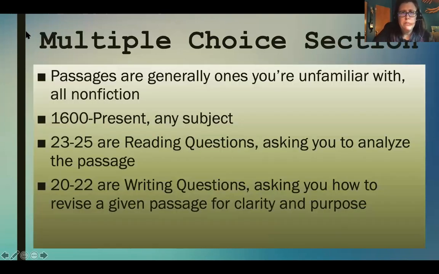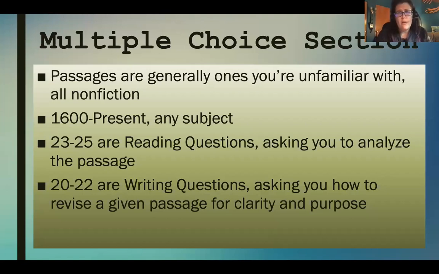To go into a little more detail on the multiple choice section, the passages you're going to get are generally ones you're unfamiliar with. They're not things you should already know. There are no particular pieces of writing I'm supposed to share with you because they'll be on the test. These are cold reads. They're all going to be nonfiction. They could be from any time period from 1600 to the present.